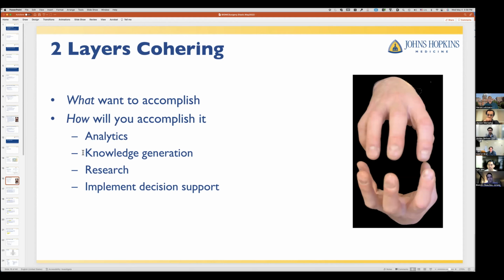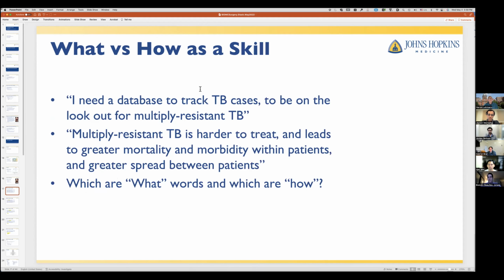So what you want to accomplish and how you'll accomplish it, the how will involve analytics, knowledge generation, research, implementing. This is the afferent side of informatics. This is the efferent side of informatics, collecting information and analyzing it, putting it into practice. And there's a paper by Philip Payne and others called afferent and efferent informatics, although I was using the term before they wrote the paper.